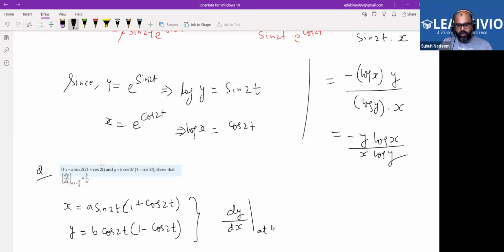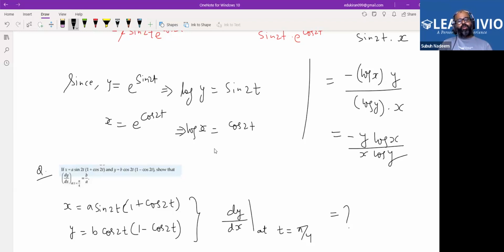at p is equal to pi by 4. And it should come out to be b by 8. So this is what you have to find out. P is equal to pi by 4 means that of course you will find dy by dx in terms of p. And when you reach the end answer, there you will put p as pi by 4. That is the final thing.